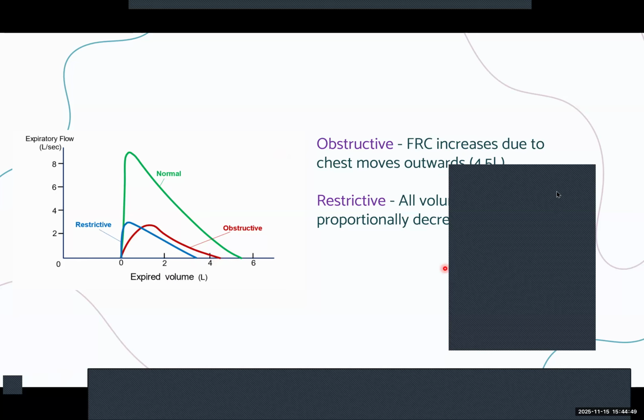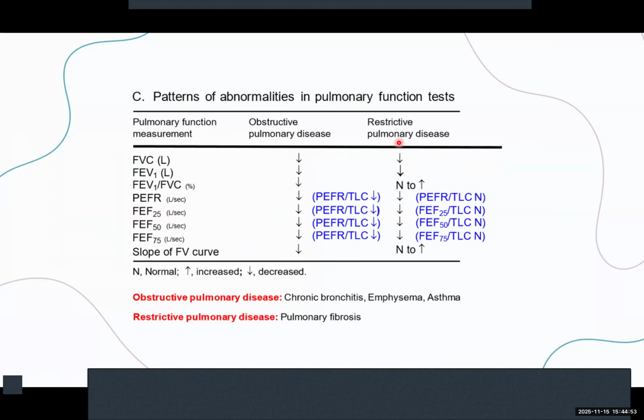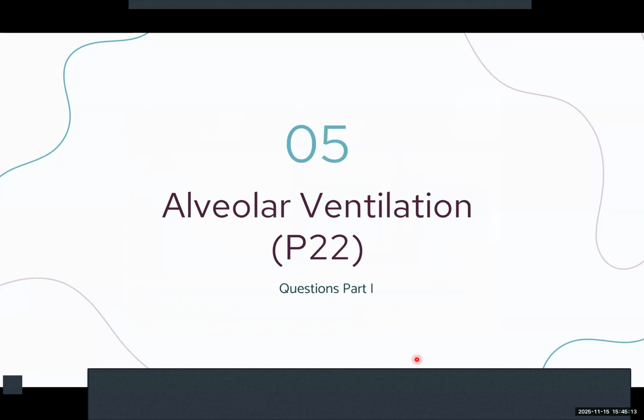Okay, that's good. If you have any other questions, let me know. I hope this is clear. This is another table from Dr. Shams's slides, but I don't think you really need to know any of these. Just know what they mean, but you don't need to remember them. The most important thing is the FEV1 to FVC ratio. In restrictive, it either remains the same or increases, and in obstructive, it decreases. Obstructive pulmonary diseases are chronic bronchitis, emphysema, and asthma, and restrictive is only pulmonary fibrosis.